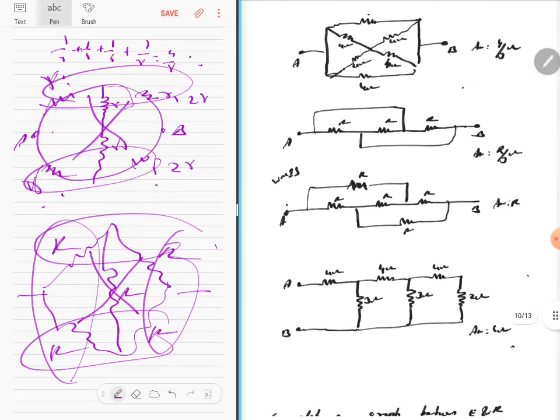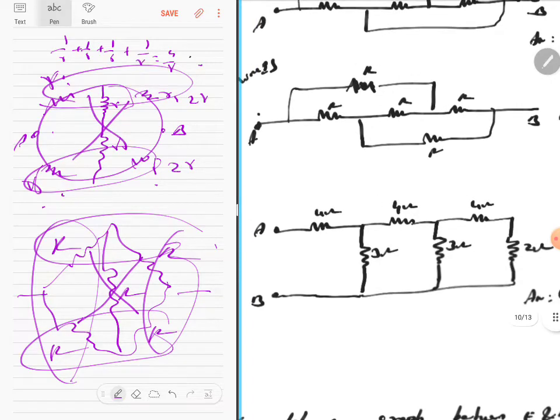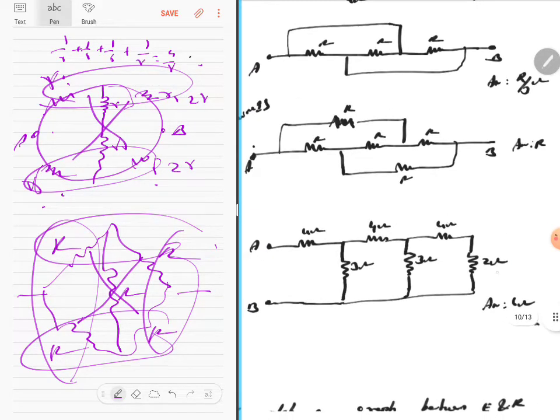Look at this. This 4 and 2 are in series. 6 and 3 is in parallel. That and this 4 is in series. That and this is in parallel. Yeah, and that and this is in series, and so on. So you have to find it. You can do it yourself. Correct? Can I go to next sum?